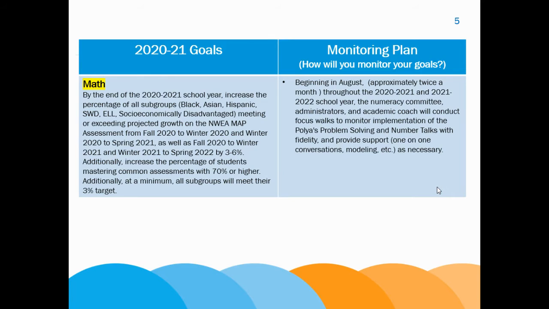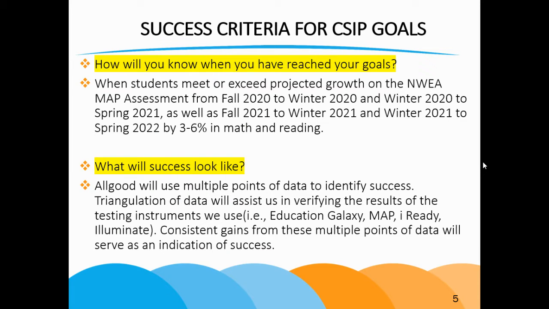Now, the monitoring plan for that will begin in August, approximately twice a month throughout the 2020-2021 and 2021-2022 school years. The numeracy committee, administrators, and academic coach will conduct walkthroughs and focus walks to monitor the implementation of the POI's problem solving and number talks with fidelity and provide support, one-on-one conversations, modeling, etc. as necessary.